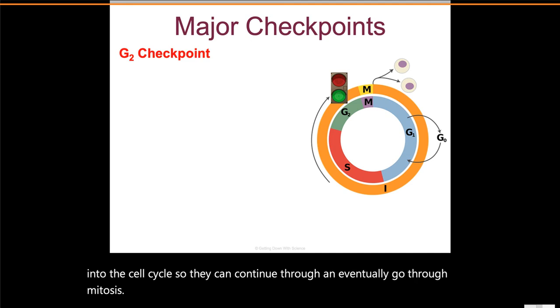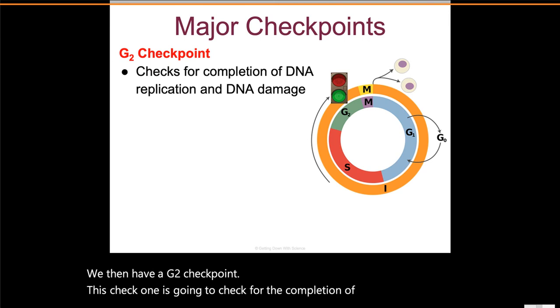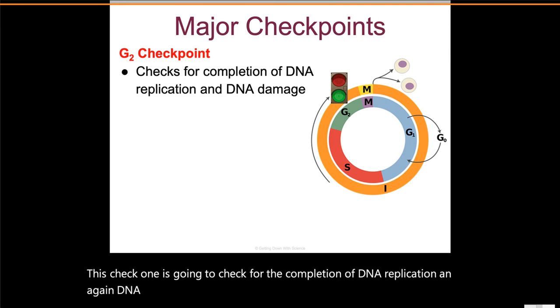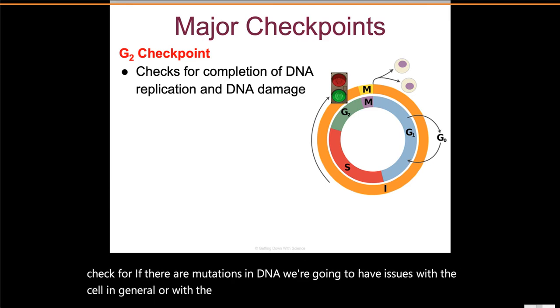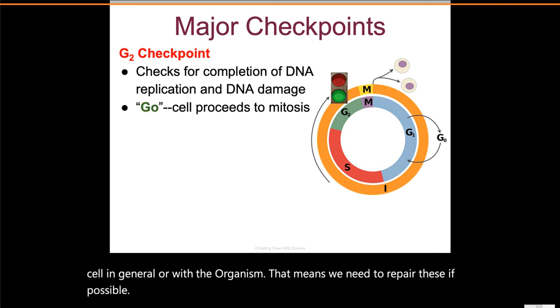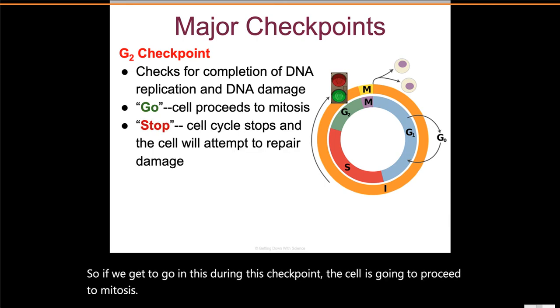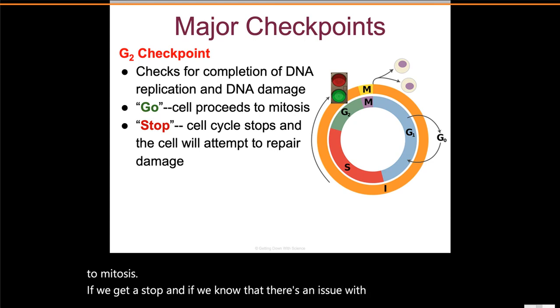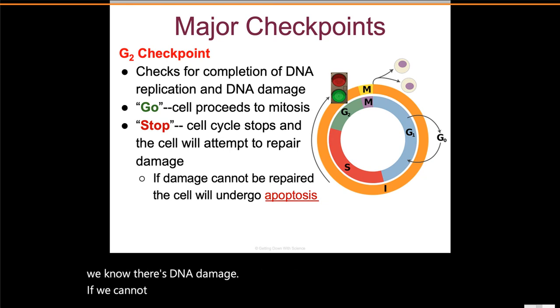We then have a G2 checkpoint. This checkpoint is going to check for the completion of DNA replication and, again, DNA damage. Notice that this is a really important thing that we have to check for. If there are mutations in DNA, we are going to have issues with the cell in general or with the organism. So that means we need to repair these if possible. If we get a go during this checkpoint, the cell is going to proceed to mitosis. If we get a stop, and we know that there's an issue with DNA replication or DNA damage that we cannot repair, then the cell is going to undergo apoptosis.